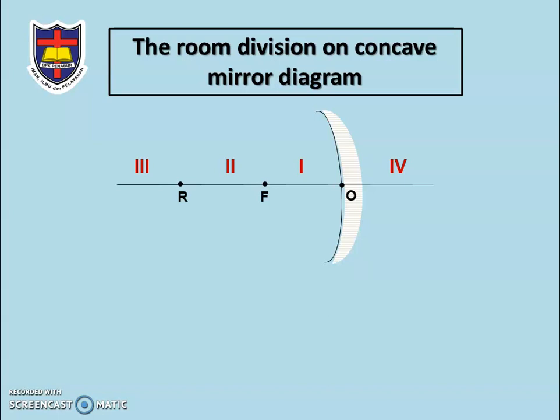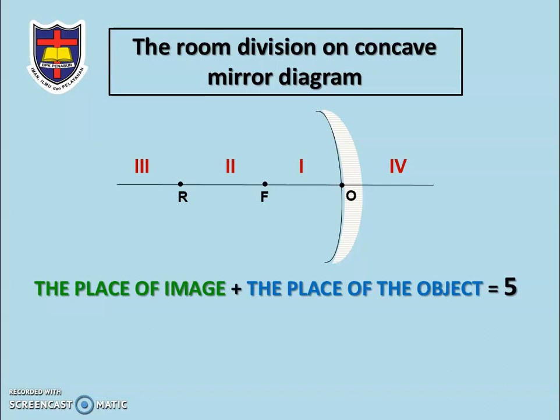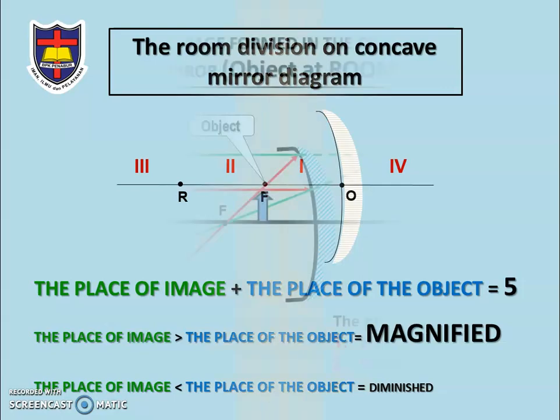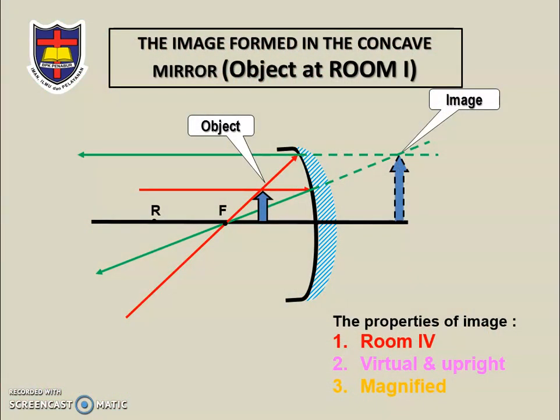There are several things you can remember regarding this room division. First, the room number of the image plus the room number of the object equals 5. If the room number of the image is bigger than the room number of the object, you will get a magnified image. Meanwhile, if it is smaller, you will get a diminished image. The properties of the image formed from the reflection of light in a concave mirror are given in the following slides.